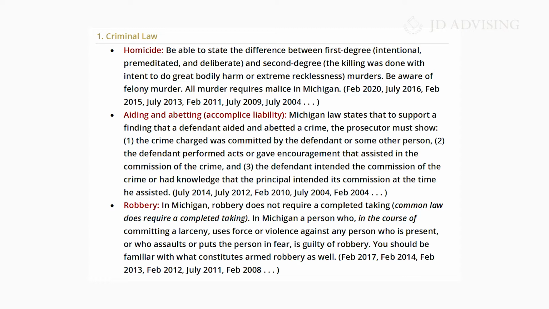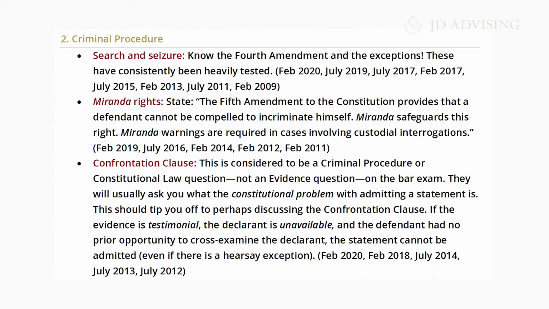And again, these are things that some students just aren't aware of because they're not super familiar with Michigan law. And of course, the board got criticized for testing those issues, but it doesn't mean that they're not going to test them again. So I would take a look at that essay too if you're not familiar with Michigan criminal law. Okay, next let's talk about criminal procedure.